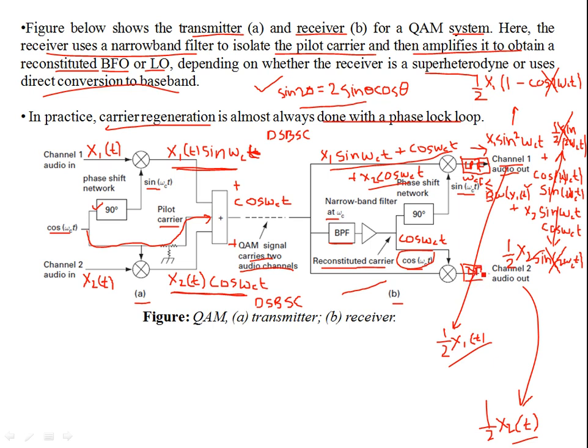So again, we will have a low pass filter, and this low pass filter will have its bandwidth or cutoff frequency at least the highest frequency that is contained in x2. So the cutoff frequency of the second low pass filter is at least the bandwidth of x2(t). Note that x2(t) and x1(t) might have different bandwidths, right?